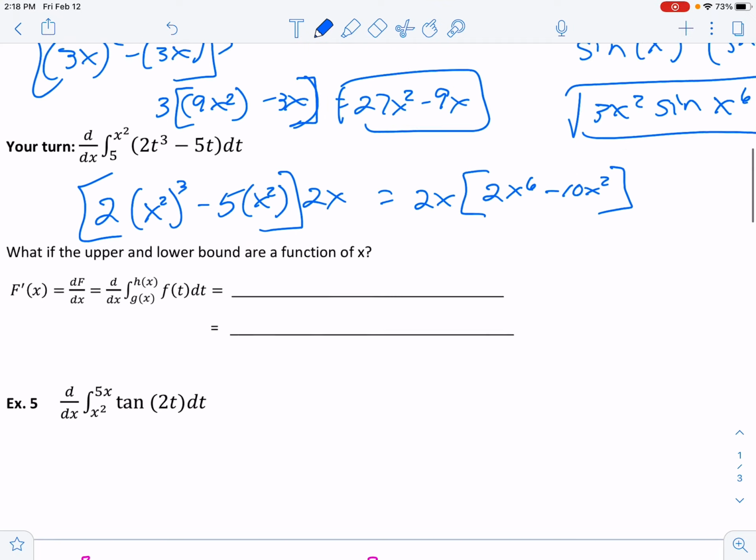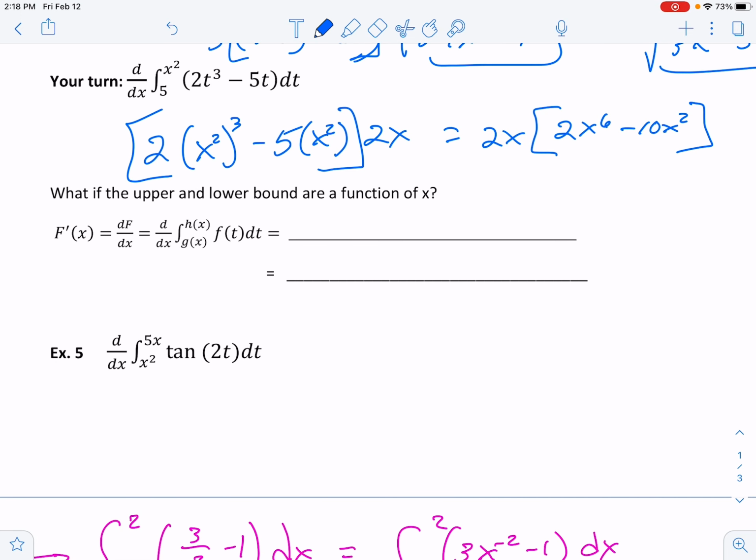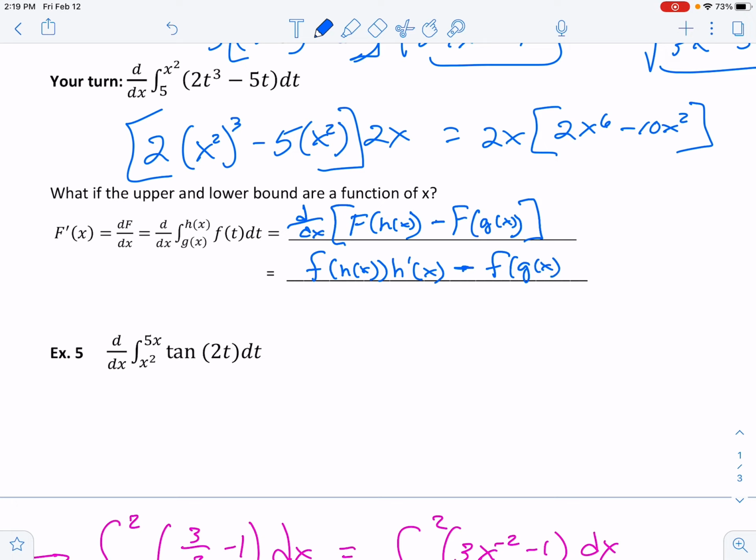And it says, well, what happens if the lower bound and upper bound are both functions? Well, when you take the derivative, you have the antiderivative of this function, and you're going to take the antiderivative of the next function, and so we're going to do the same thing. You go back to the original with the function plugged in, and then multiply times its derivative because you're using the chain rule, and then this is going to be f of g of x times g prime of x.